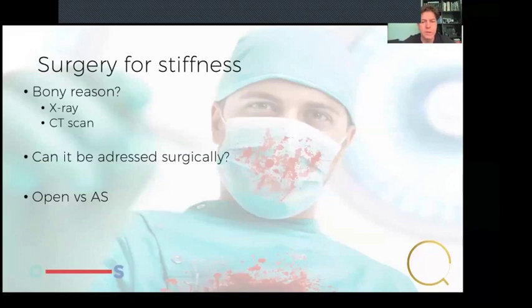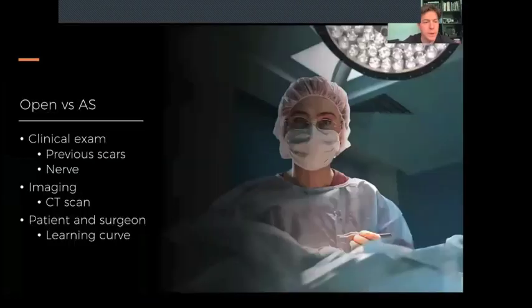Maybe a little bit different with bony reasons. X-rays and CT scans may show a bony reason for stiffness, and then obviously physio, bracing or other techniques may not be successful. When you see a bony reason, you have to ask yourself, can it be done surgically? Can it be done safely? And is it necessary? Does the range of motion impair the patient so much they need surgery for this? And if so, they can do this open or arthroscopically.